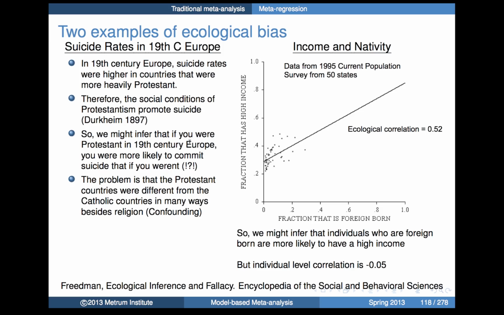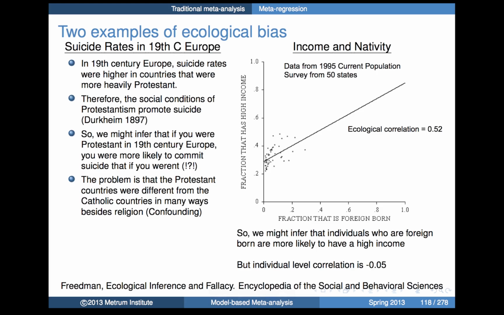So here are two examples of ecological bias that have been published. The first is about suicide rates in 19th century Europe. Someone did an analysis, I guess it was Durkheim, in 1897, looking at suicide rates in countries across Europe, and noticed that in countries that were more heavily Protestant, the suicide rates were higher. His conclusion was therefore that the social conditions of Protestantism promoted suicide.